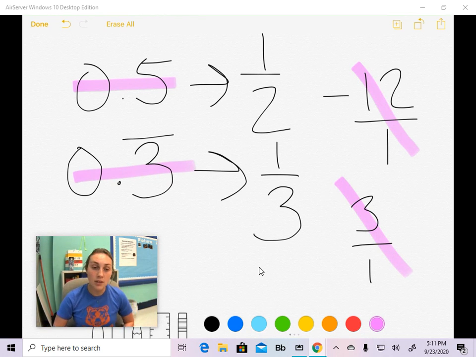So again, rational numbers is any number that you can turn into a ratio or a fraction, okay? And that includes, again, decimals that end, repeating decimals, whole numbers, and perfect squares. I forgot to get into this too.